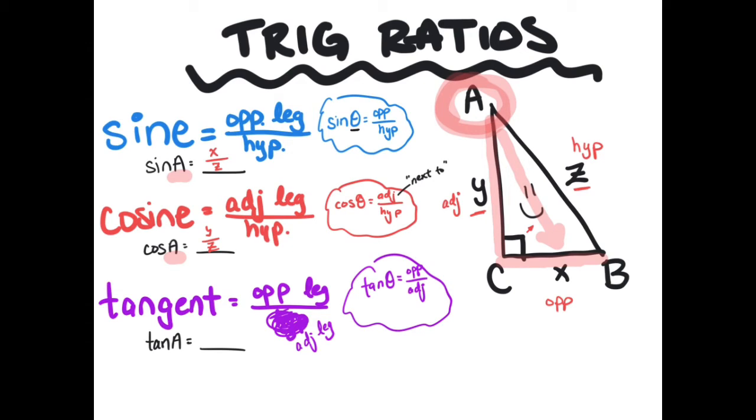Tangent of A equals the opposite. Well, we already got that labeled. Opposite of A is this side we're calling X. So tangent is X over, and then we need the adjacent leg to A. Adjacent means next to, and the leg that's next to angle A would be this one right here, which has a Y on it. So tangent will be X over Y. Boom! So we got our three ratios: sine, cosine, tangent.